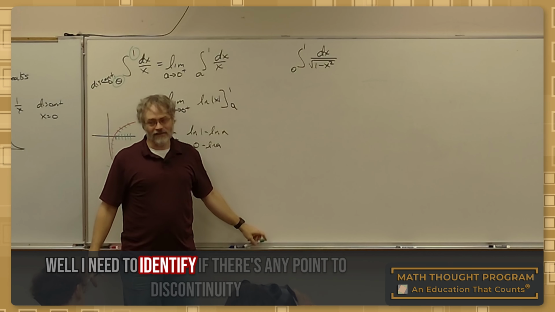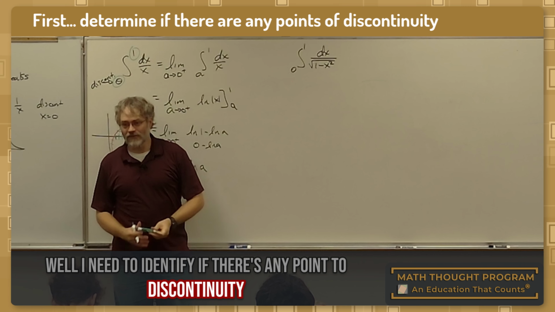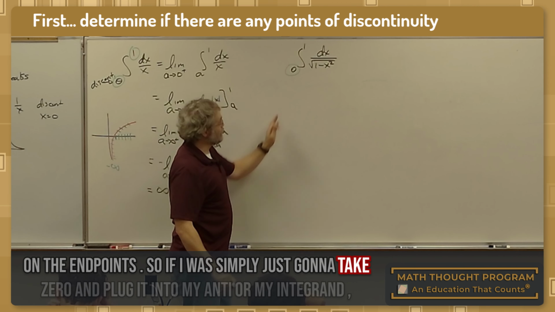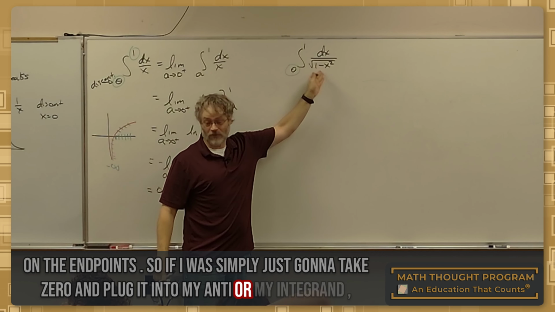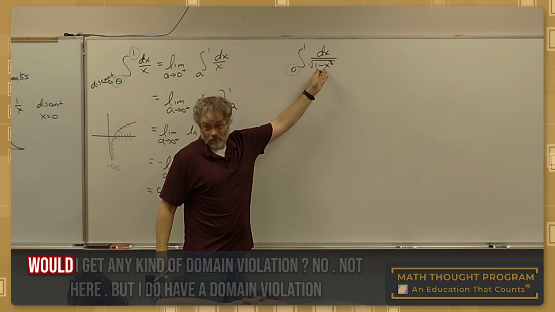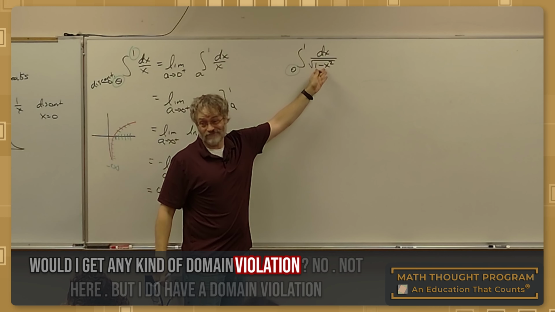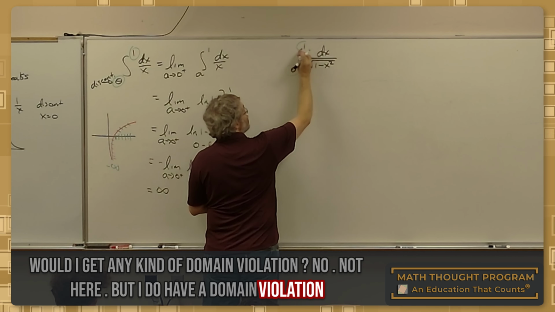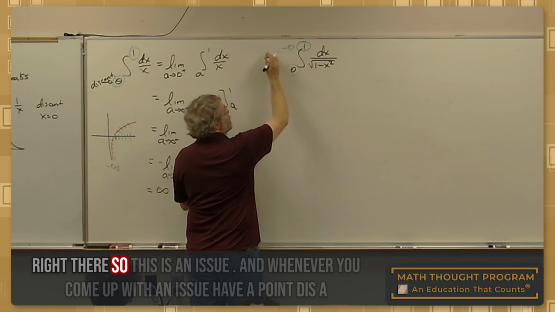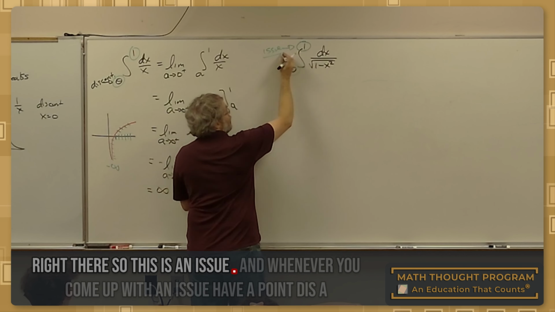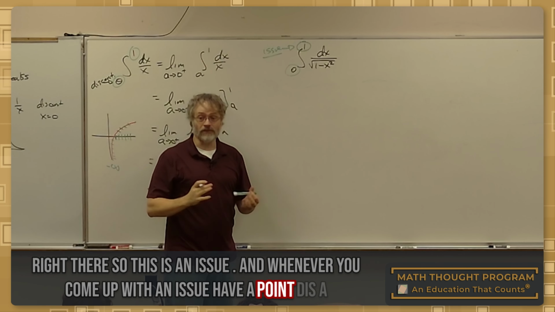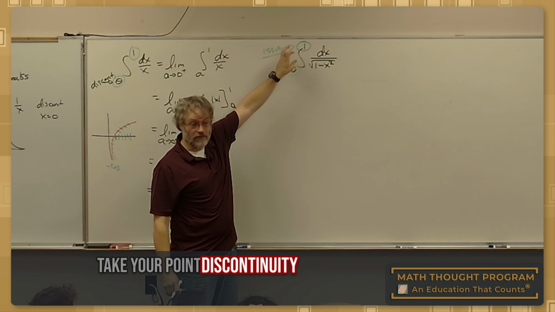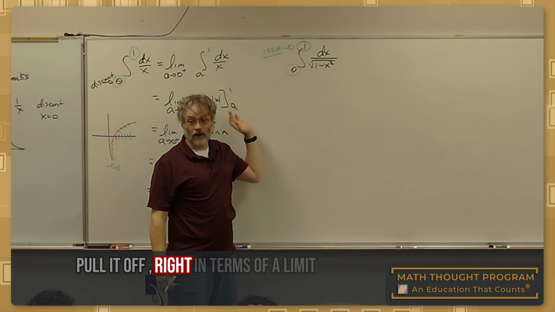Well, I need to identify if there are any points of discontinuity on the endpoints. So if I was simply going to take 0 and plug it into my integrand, would I get any kind of domain violation? No, not here. But I do have a domain violation right there. So this is an issue. And whenever you come up with an issue, you have a point of discontinuity, take your point of discontinuity, pull it off, and write in terms of a limit.